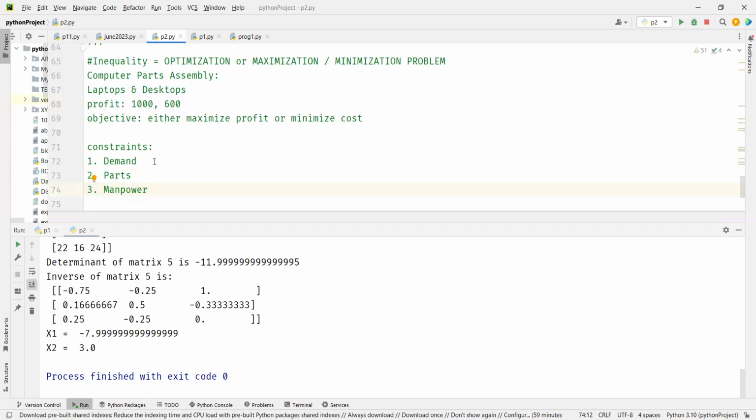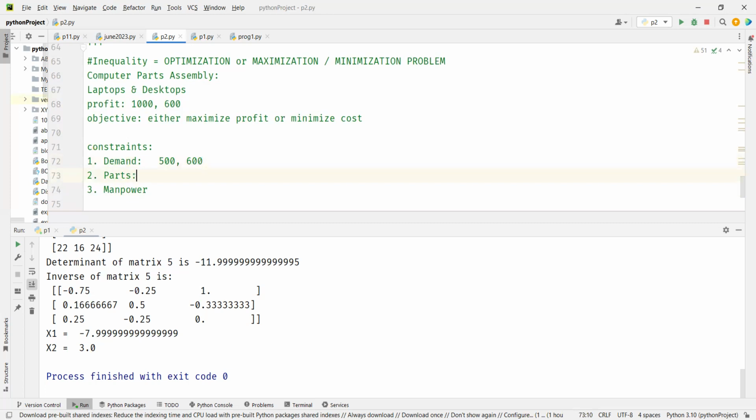So demand could be based on what your sales team is able to project or can sell, the maximum you can sell. Doesn't mean that you will sell. They say, oh, maximum you can sell only 500 laptops and 600 desktops. Now that's the demand for your product.